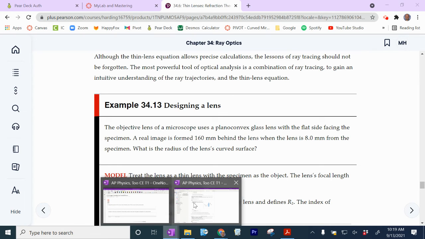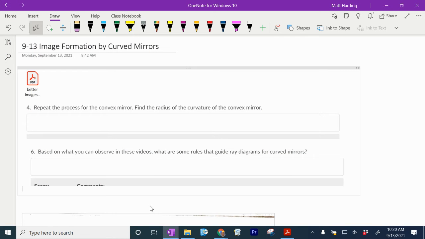So again, my primary interest in the analysis of this lab is making sure you're able to see a relationship between radius of curvature and the focal length. And then just from what you're seeing in the videos as you're collecting the data, can you come up with at least one rule for the ray diagram?